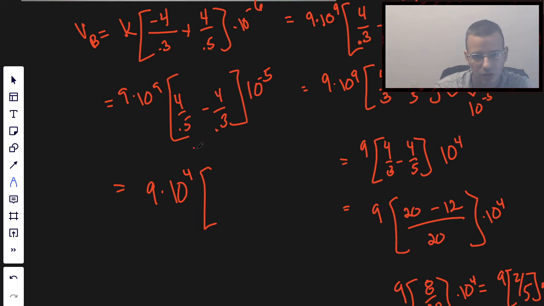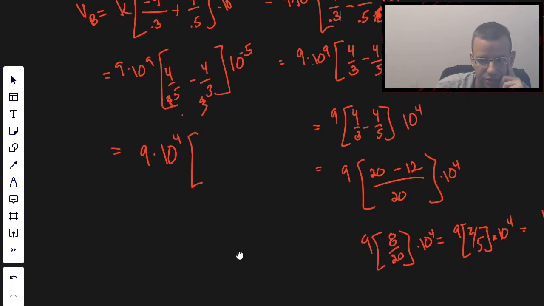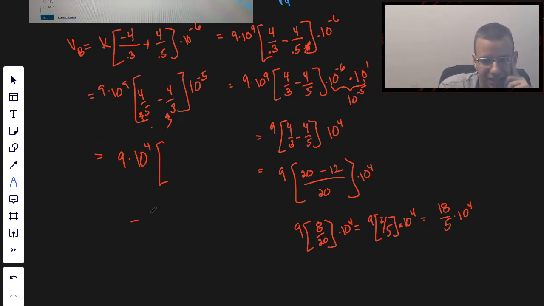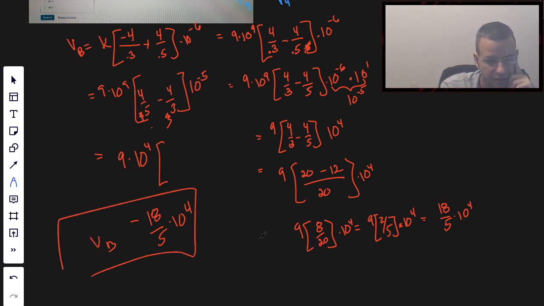So get rid of the points there. 4/5 minus 4/3 is the exact opposite of 4/3 minus 4/5. And so this is going to end up being, skipping some steps here, negative 18/5 times 10 to the 4th. So this will be voltage B. This is going to be voltage A.